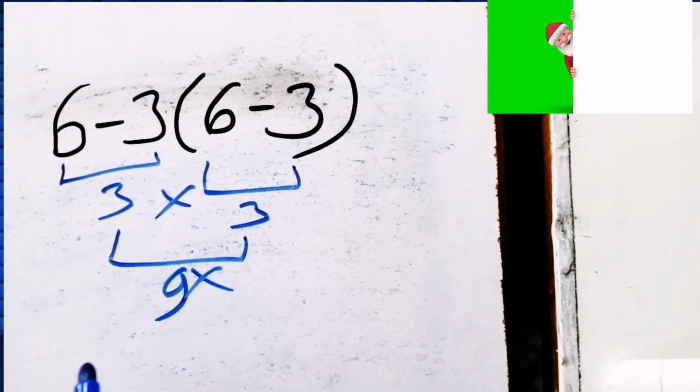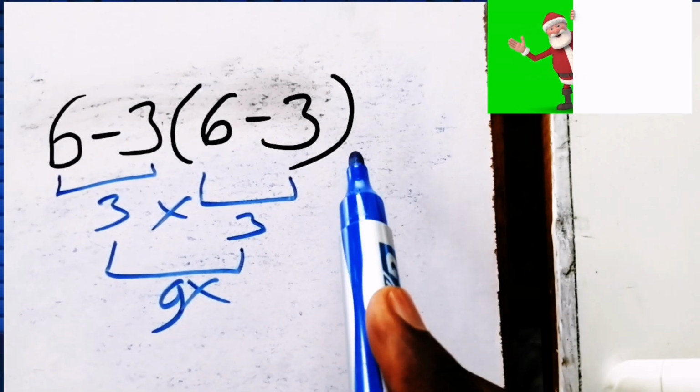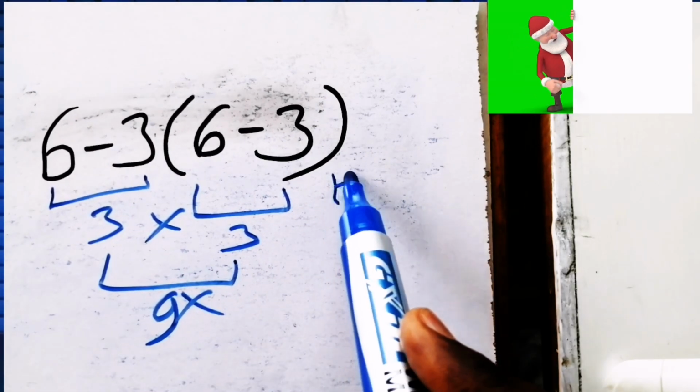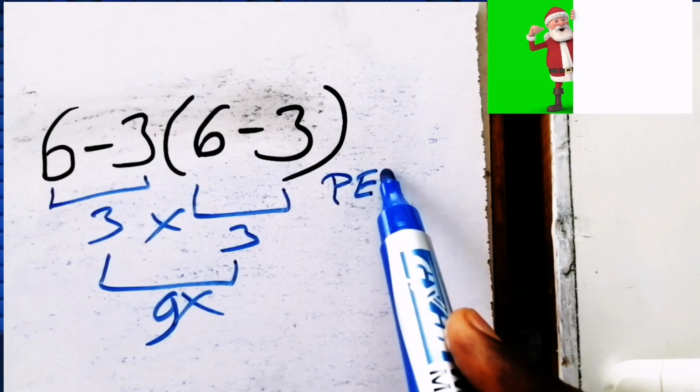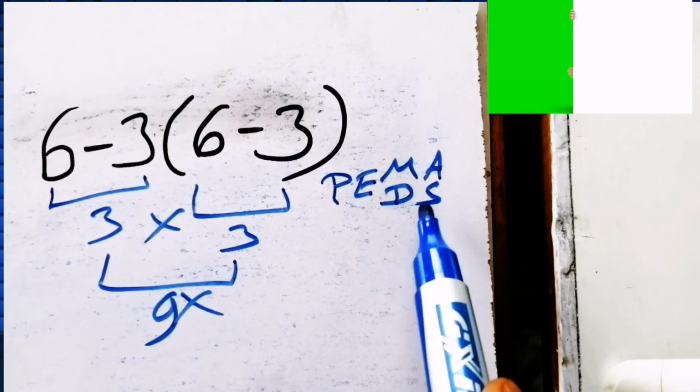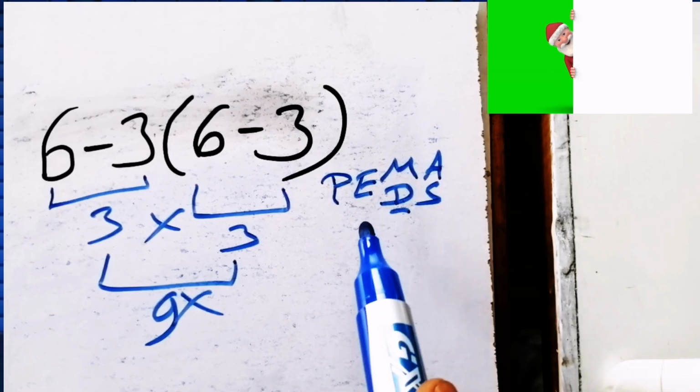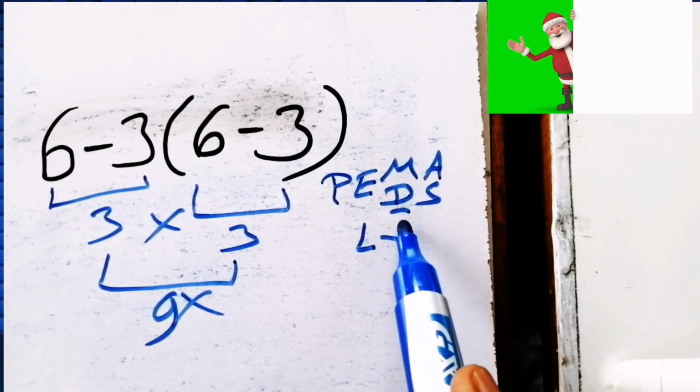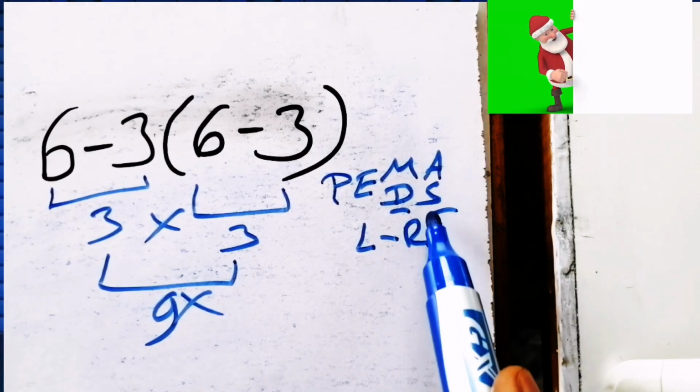Okay, but this answer is not correct because according to the order of operations, first we have to do parenthesis, then exponent, then multiplication or division, and finally addition or subtraction. Remember that multiplication and division have equal priority. We have to work from left to right. The same applies to addition and subtraction.